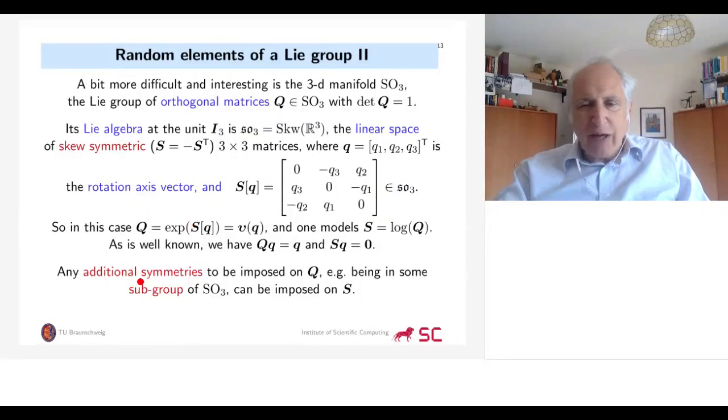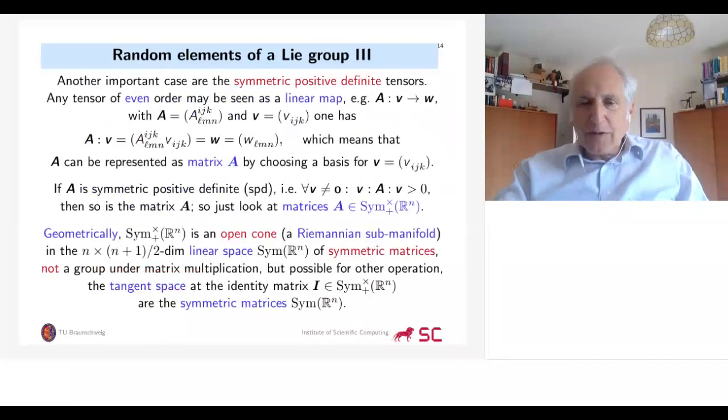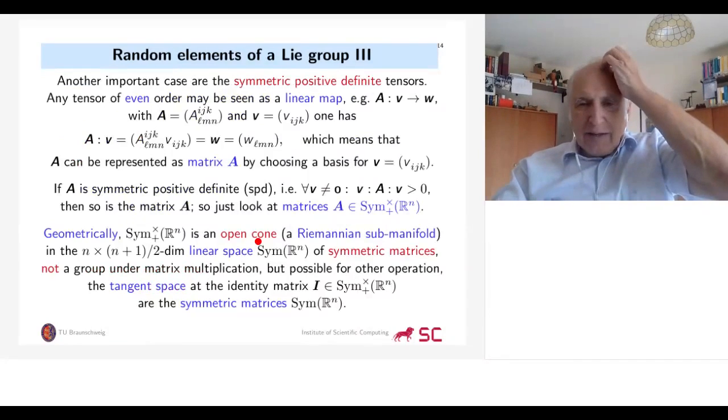Okay. Now, if we have additional symmetries, like for instance, this has to be in a symmetry group, a smaller one than SO3. Well, then this can be composed on S here. Okay, these conditions, because the exponential will keep those conditions. If they are linear conditions, they're typically linear conditions in S here, some subspace of S. Good.